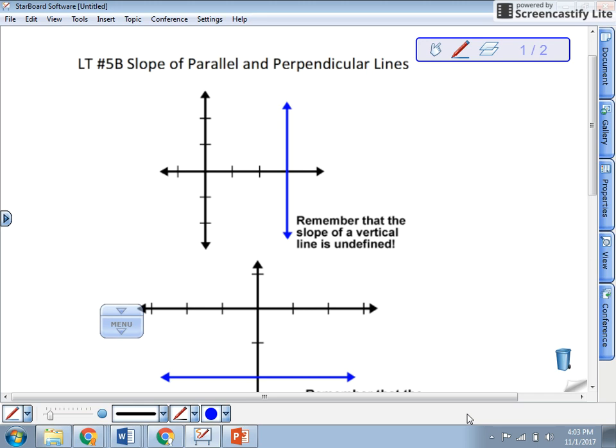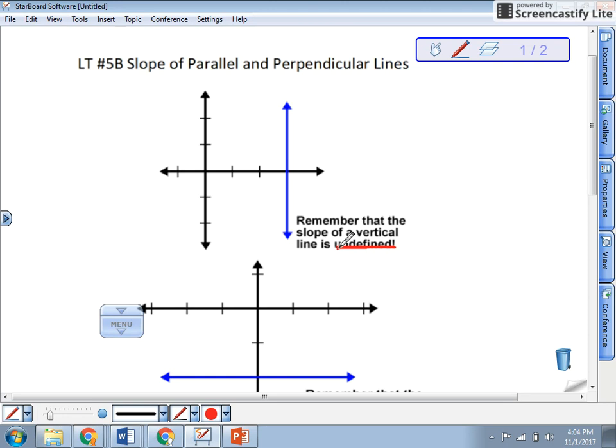Welcome to the notes on the slope of parallel and perpendicular lines. Real quick, let's review vertical and horizontal lines. So the first thing, remember that for a vertical line, the slope is undefined. Undefined. It's not zero. The slope is undefined.